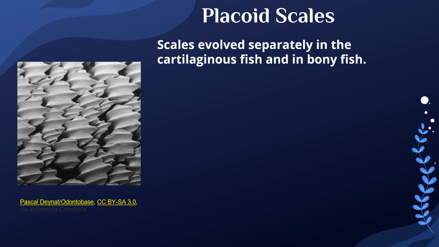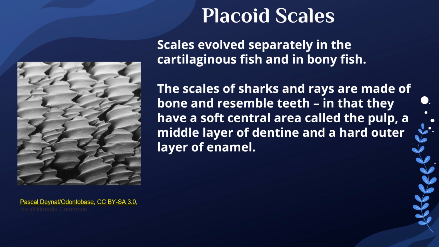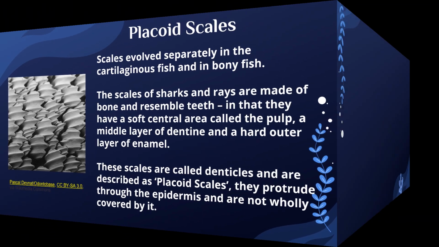Placoid scales evolved separately in the cartilaginous fish and in the bony fish. The scales of sharks and rays are made of bone and resemble teeth in that they have a soft central area called the pulp, a middle layer of dentine, and a hard outer layer of enamel. These scales are called denticles and are described as placoid scales, as they protrude through the epidermis and are not wholly covered by it.